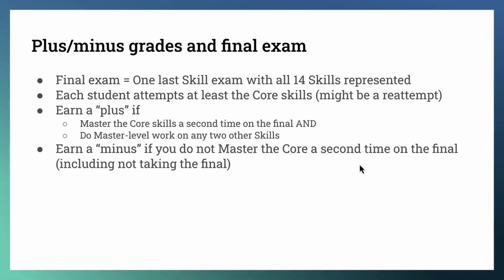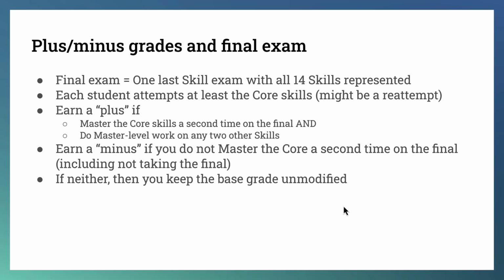This could be because you mastered all 5 of those skills once before the final, but came into the final and it didn't work out. Or it could be because you did not master all 5 of those skills before the final, and so this is just your first time doing it on the final exam. Or if you just don't even take the final exam. If you do neither of those 2 things, which is possible, for example, you master all 5 core skills but don't do anything else, then you just keep whatever plain letter grade you walked in with.